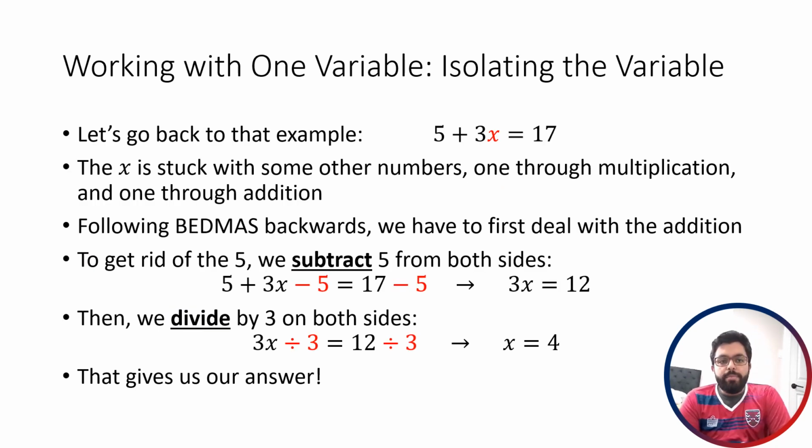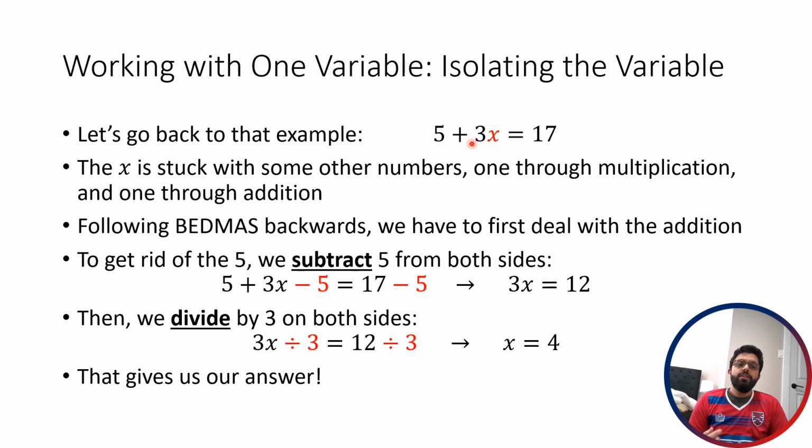So now how is BEDMAS going to be useful when we go back to this example, this 5 plus 3x equals 17 business? What we've got is this x is what we're trying to solve. We're trying to figure out what number that x is supposed to be, but it's stuck with all these other things. It's stuck to this 3 through multiplication. This is x times 3 right here. So it's attached to this 3 inside a multiplication problem. And it's also attached to this 5 inside an addition problem, because of this plus sign in between.